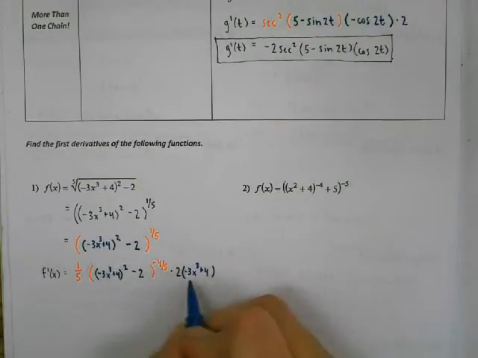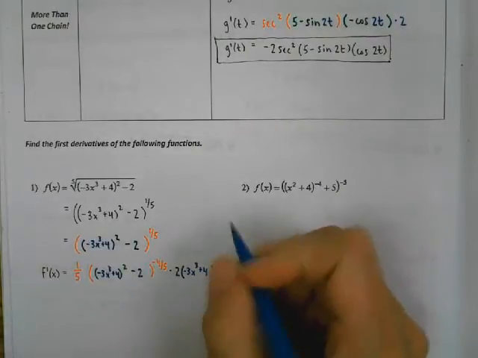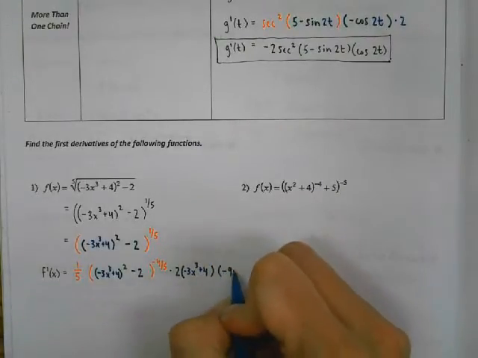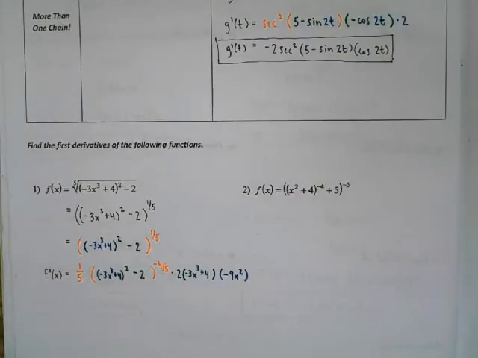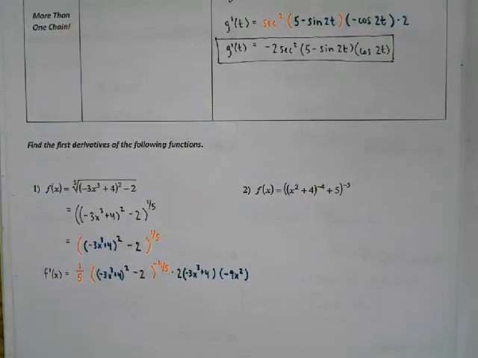Now for my last piece, I'm ready to differentiate what's in blue here, all the way inside. So now I have a negative 9x squared, and again, that constant, the derivative is just 0.